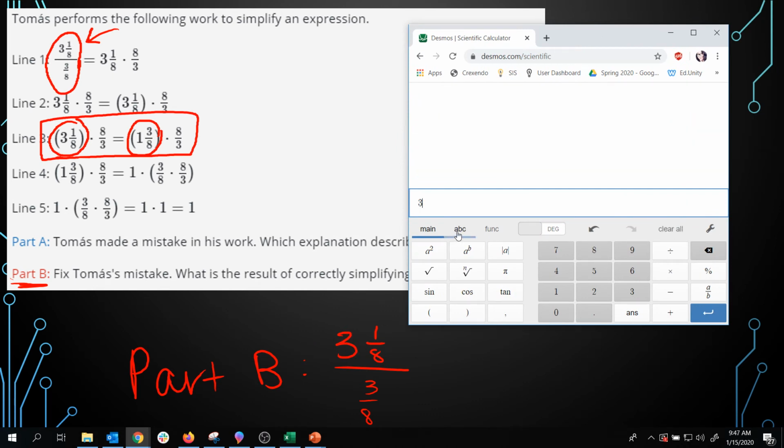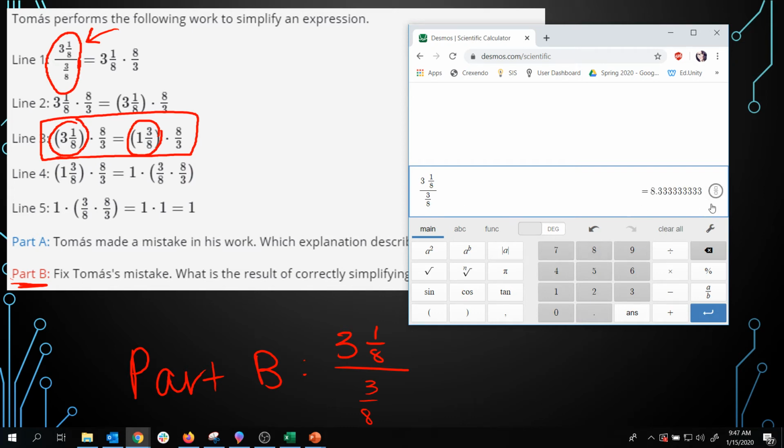Okay, so I'm going to do the first part. I have 3, I'm going to put a space, and then 1 over 8. Now to get this whole thing with a fraction line on the bottom, I'm going to highlight this whole thing and hit divided by. I'll do that one more time: I'm going to highlight my whole fraction and hit this division symbol. Now once I'm in my denominator, I'm going to hit my fraction button and do 3 over 8.